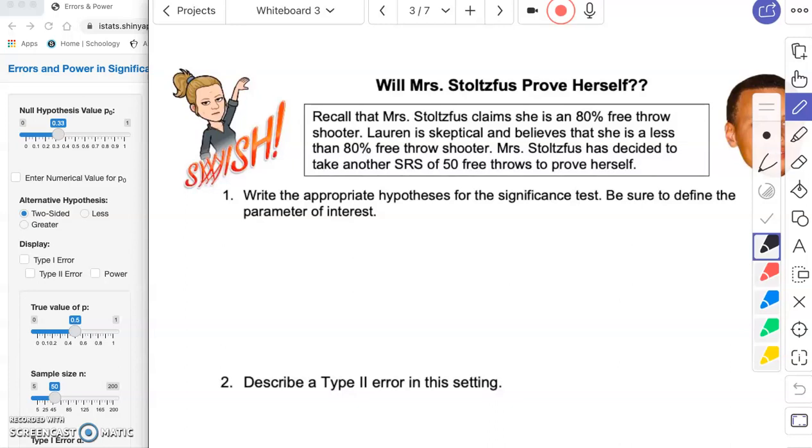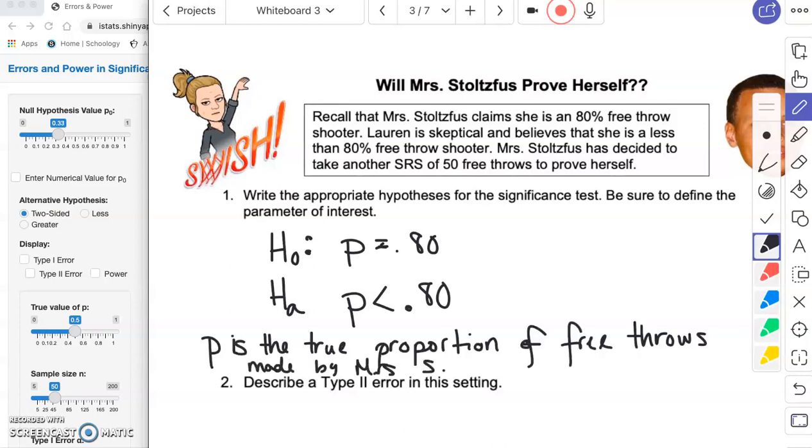Now, write the appropriate hypotheses for the significance test. Be sure to define the parameter of interest. So I'm stating that my null is that you guys believe me, that I am really an 80% free throw shooter. But Lauren has a claim. She says I'm not that good. So she is testing that p is less than 0.8, and I would define my variable, and I'm stating that p is the true proportion of free throws made by Mrs. Stoltz.